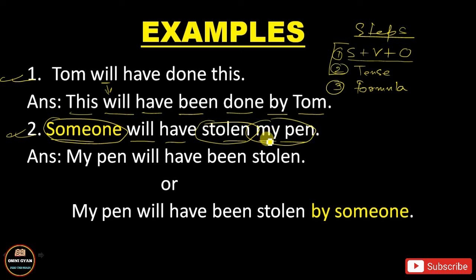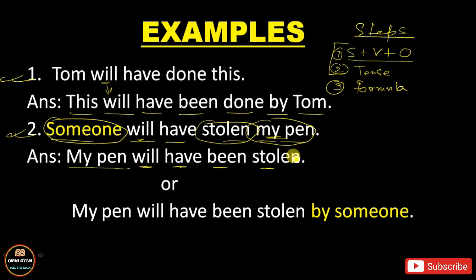Now according to the formula, we will bring the object in the beginning. So my pen is the object. So I brought my pen here. So my pen, and then because in the sentence there is will, so you can use will. So my pen will. After that have. After that you have to use been. After that stolen. My pen will have been stolen.